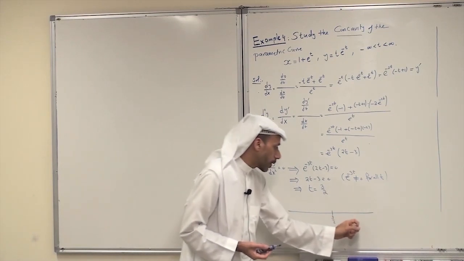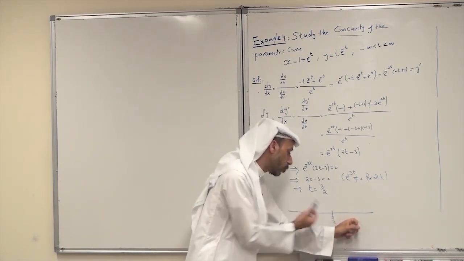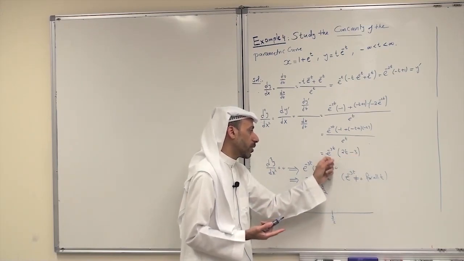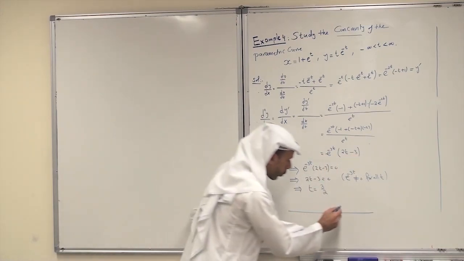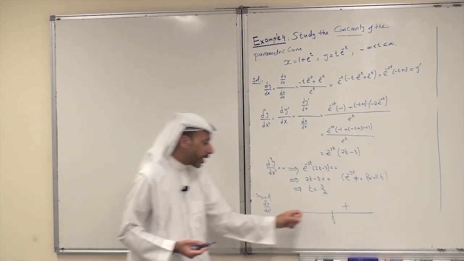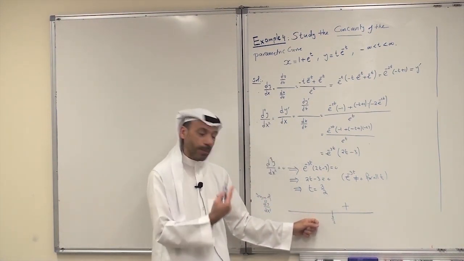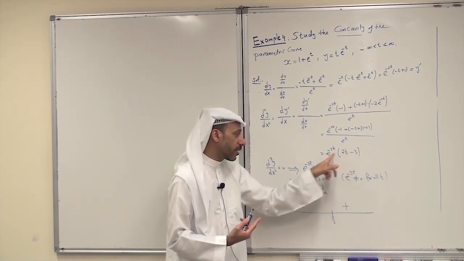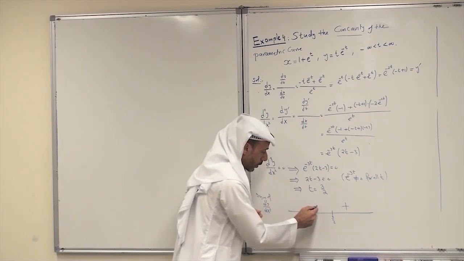So here, if I take, for example, a number greater than 3 over 2, for example, 2, I get 4 minus 3, 1, positive, e power minus 6, positive. So the sign of the second derivative here is positive. If I take a value less than 3 over 2, for example, 0, substitute 0 minus 3, negative, times 1, negative. So this is negative.